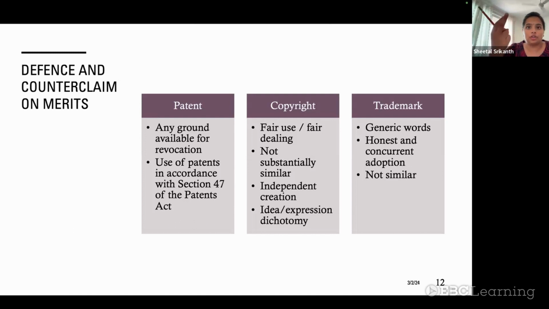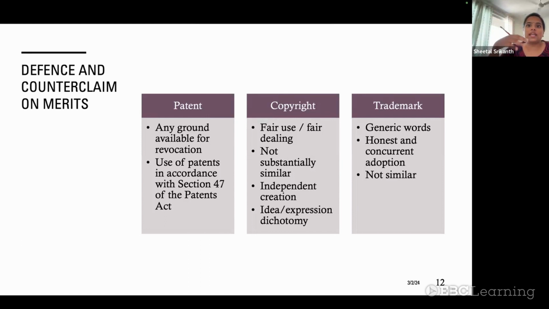Second, independent creation. If I'm able to show through evidence that there is no way I could have known about your copyrightable work and I created mine on my own without the involvement of yours, then I can claim the defense of independent creation. Third, I can always say that it doesn't amount to copyright infringement because my work is not substantially similar to yours as required under Section 51 of the Copyright Act.